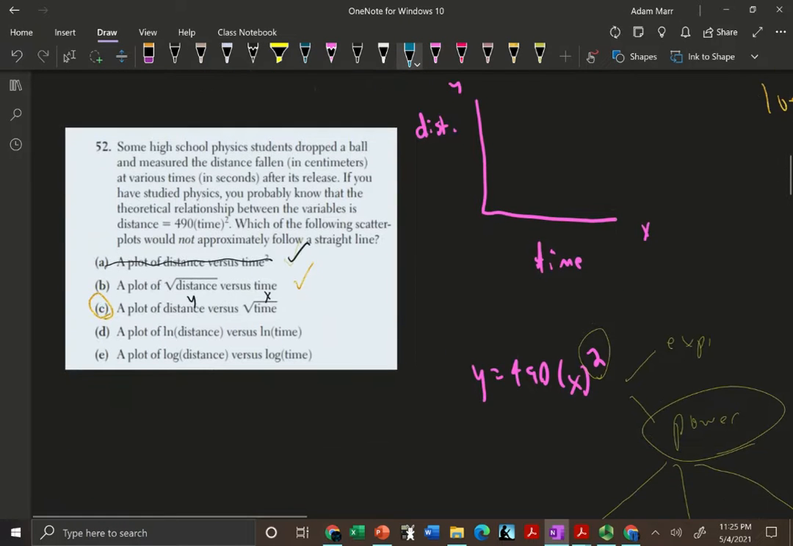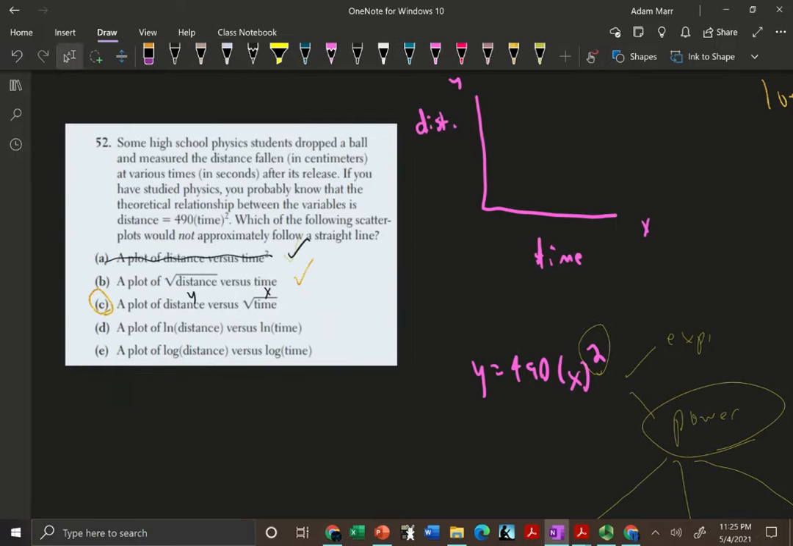52. I think we did this one in class. It looks like a power model, and the reason it's a power model is that the exponent, which is 2, is a constant. So you have to see what works here, and make sure you define your variables. Your x is time, and your y is distance.